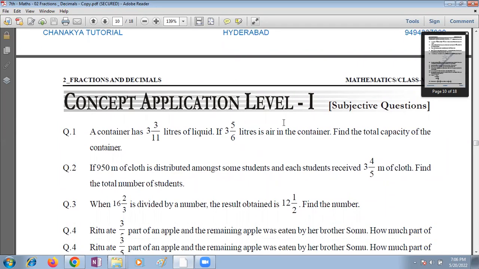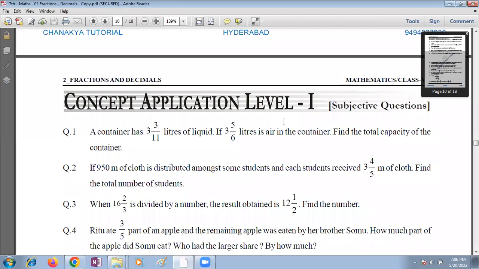Ma'am, can I tell? Yes, Manish. Prime numbers are the numbers which have only the factors 1 and the number itself. Very good, Manish. What are composite numbers? Composite numbers have many factors, numbers which have more than 2 factors. Good. Like one, the number itself and the other factors.